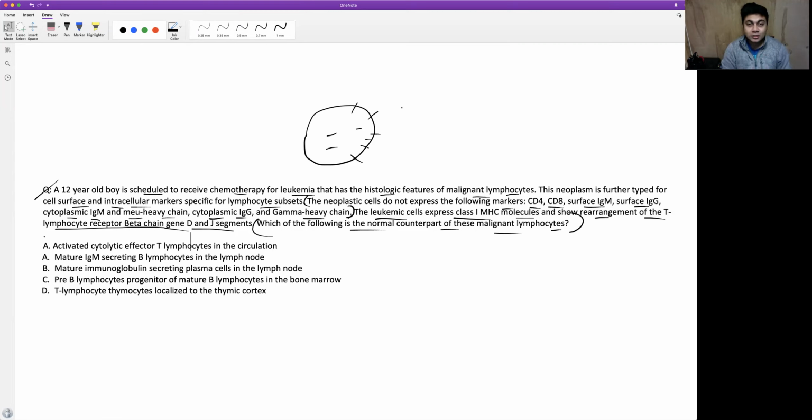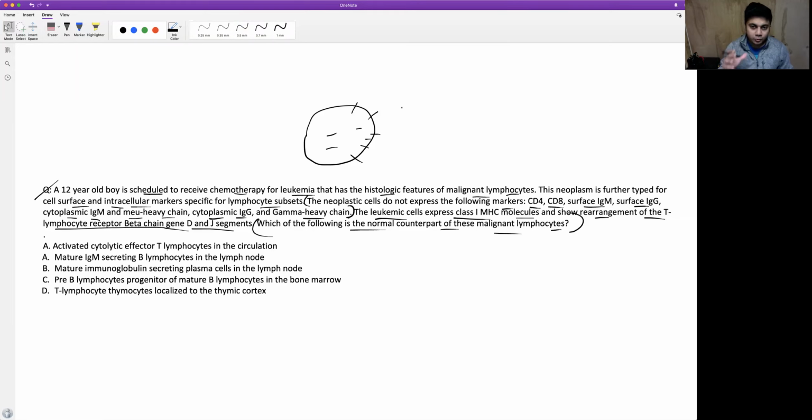So by reading this clue, you know that they're discussing T lymphocyte receptors, and which cell has a T lymphocyte receptor. That's basically not rocket science. You all know that it's the T lymphocyte, right? Now, the last line says, which of the following is a normal counterpart of this malignant lymphocyte? All right, so these are the malignant lymphocytes, and you are sure that this is a T lymphocyte.